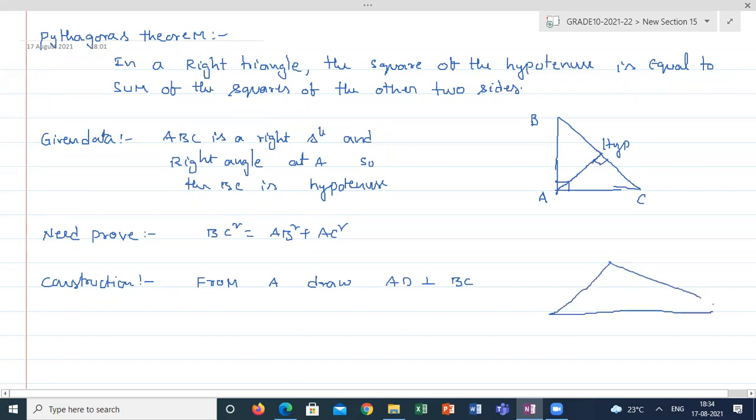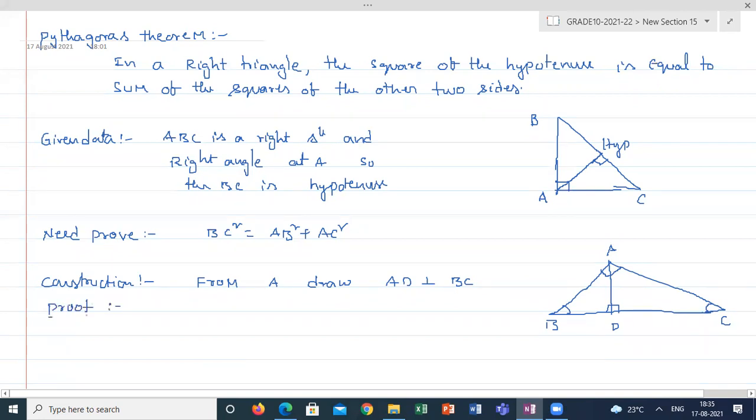Do you remember the last class theorem: a perpendicular drawn from the right angle to the opposite side will divide the triangle into two parts. All three triangles, including ABC, ABD, and ADC, are similar to each other. That concept we are going to bring here. So AD is perpendicular to BC. This whole is a right angle. B and C together make a right angle, because in a right angle triangle, one angle is 90, and the sum of the remaining two angles is also 90 degrees. Now, so proof.